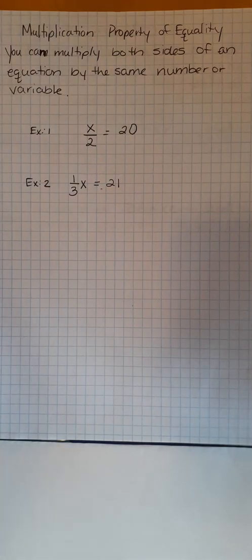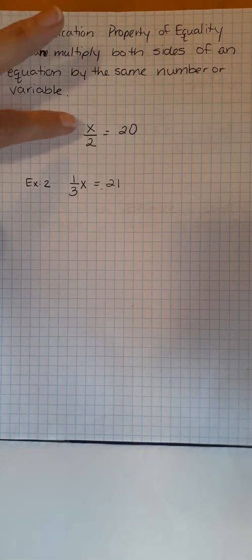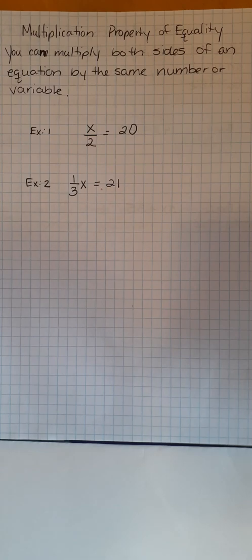This next video is about finding the multiplication property of equality, which basically means that when you have an equation and you're trying to solve for a variable, if the variable you're looking to solve is divided by a number or another variable, you can eliminate that by multiplying it on both sides.